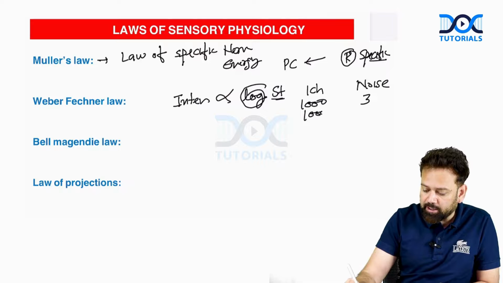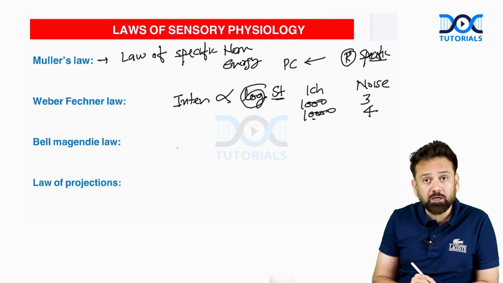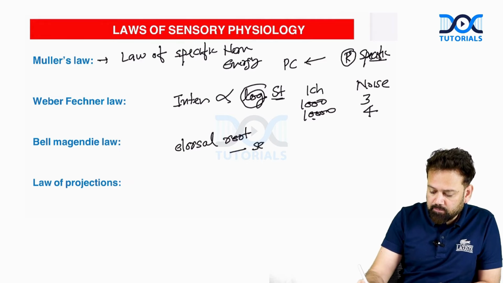10,000 children are crying, it will be 4 times. So intensity will increase according to the log. It is called as Weber-Fechner law. What is Bell-Magendie law? Dorsal roots are sensory. Very simple. Dorsal roots are sensory. Ventral are motor, you know that.